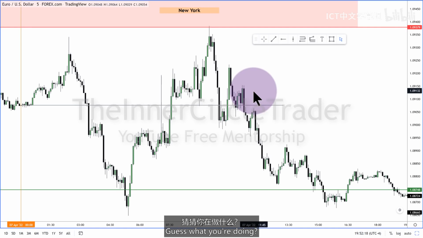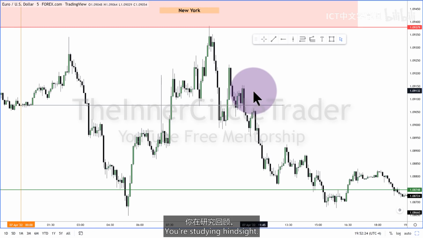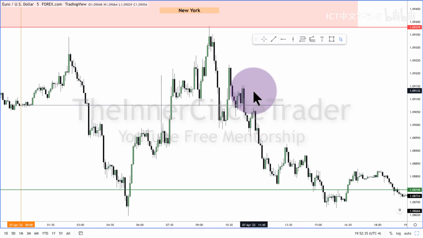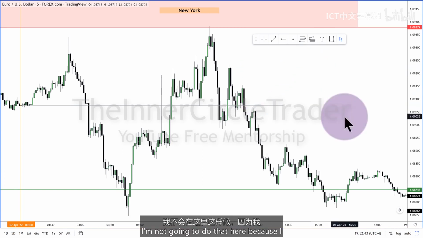You want to be a doctor, a surgeon? Guess what you're doing? You're working in hindsight. You're studying medical journals about things that took place that you were not there for. Okay, you're studying hindsight. Don't let these goobers out there try to discourage you from studying, because I'm teaching you how you are going to get better at this. You do what I just showed you how to do right here, and you do it every single day. You're going to develop your own style of keeping notes in your charts.